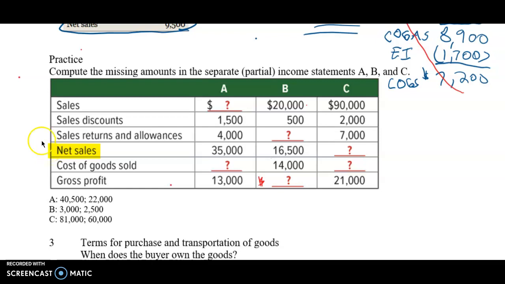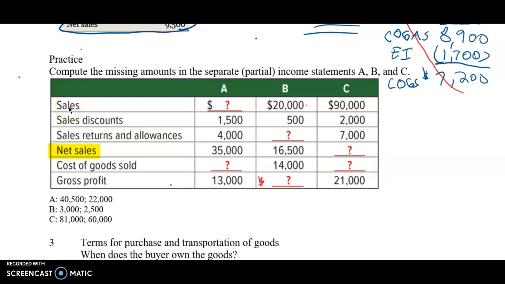In video 1, I said we'll cover it later in the chapter 4 videos, and here we are. Net sales is made up of sales minus sales discounts minus sales returns and allowances. That gives you net sales. So it seems like it's a subtle difference between sales and net sales. They're very distinct and very different.